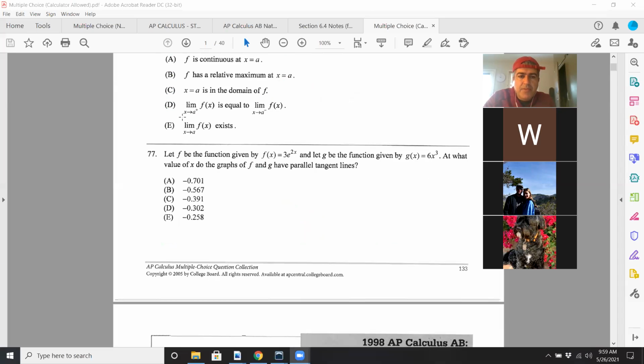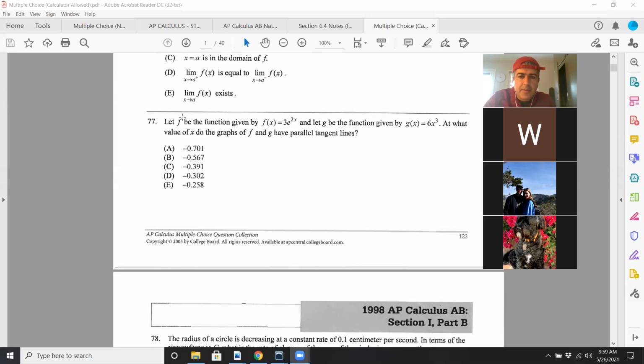Now this one's going to involve some calculator work. You're given two functions. For what values of x do f and g have parallel tangent lines? Okay, so what you want to do is find this derivative, which you could do by hand. Find this derivative, which you can do by hand as well. Actually, I'll just tell you right now, it's 18x squared.